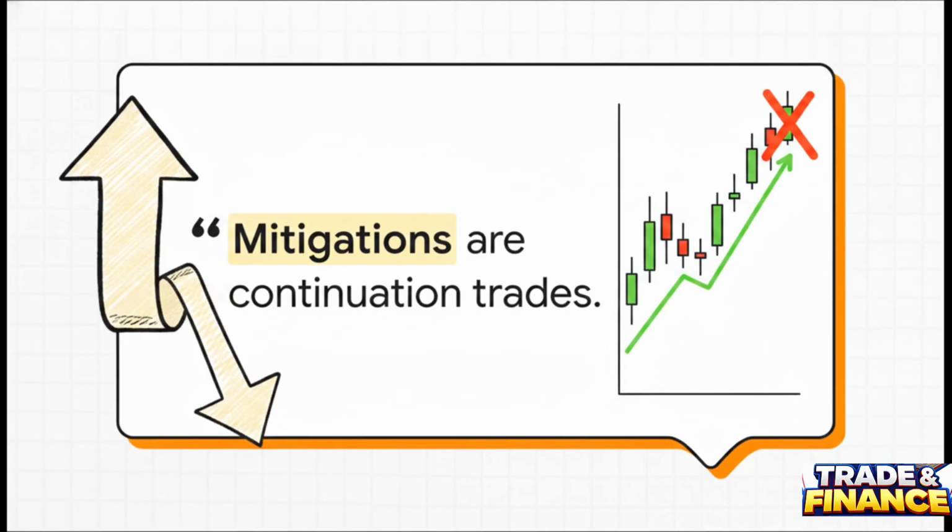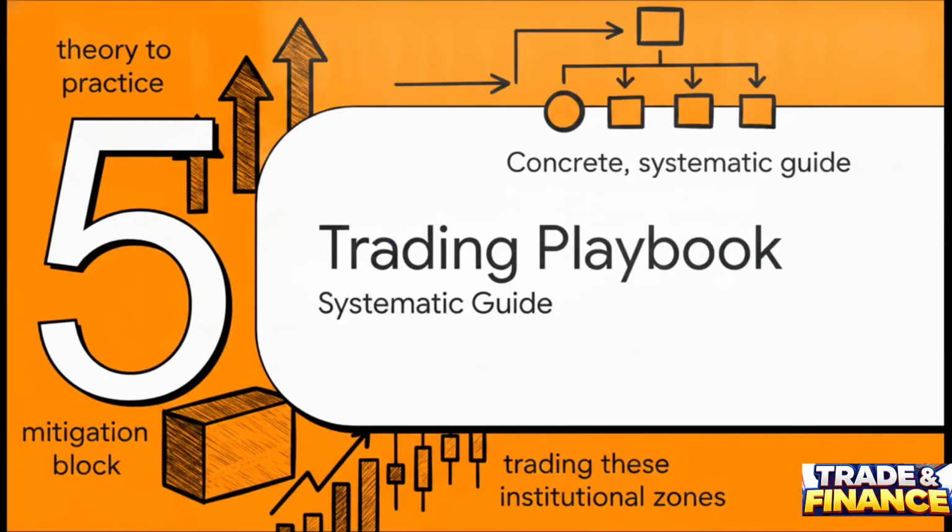The crucial point is captured perfectly right here. Mitigations are continuation trades. They only work when the original OB direction matches the higher timeframe bias. The major takeaway is simple but vital. Never force a mitigation block trade against the overarching daily trend. Counter bias mitigations fail way more often than aligned ones. Just don't do it. All right, let's get into part 5 and build out the trading playbook.